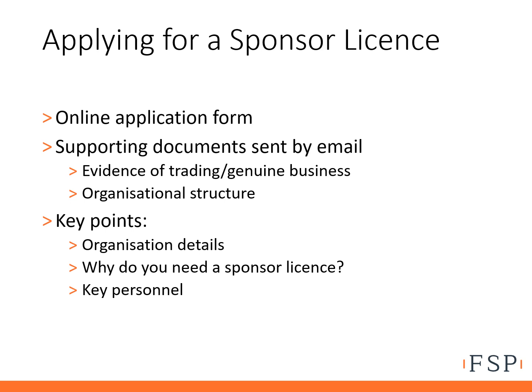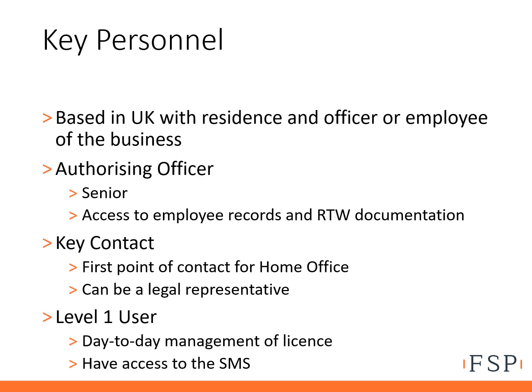One matter that you will need to decide before you can submit your license application is who will fill the key personnel roles. There are 3 key personnel roles that you need to be aware of, and you need to assign people to these roles in your application. Key personnel must be based in the UK and have the right of permanent residence here. Generally, they also need to be either an officer or employee of the business, though there are some exceptions to this that we'll get onto in a moment.